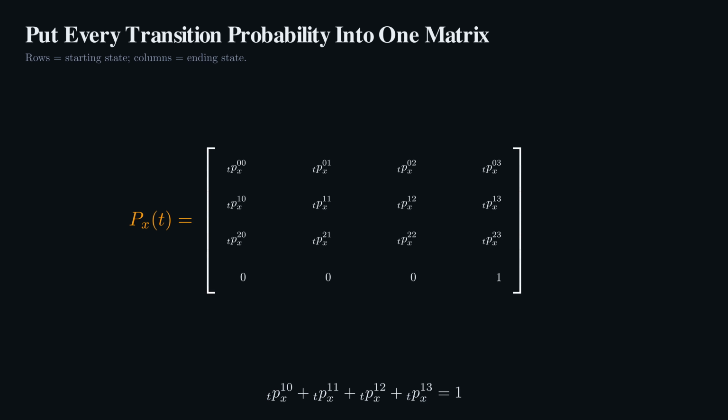Put every transition probability into one matrix. Rows are starting states, columns are ending states. The state 1 row is the whole future distribution given that we start in rehab. That row sums to 1.